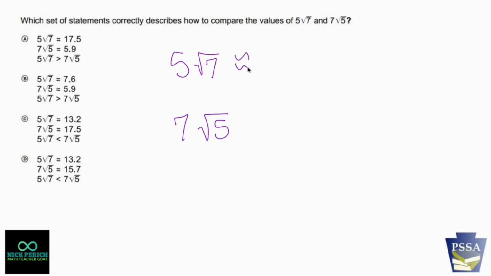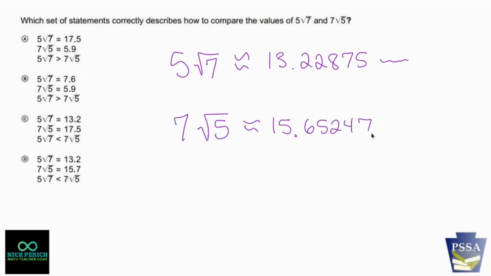According to our calculator, 5 times the square root of 7 is 13.22875, and so on. 7 times the square root of 5, when thrown into a calculator, is going to be 15.65247, and so on. So 15 being greater than 13 means that 5 root 7 is going to be smaller than 7 root 5. So 5 root 7 is less than 7 root 5.